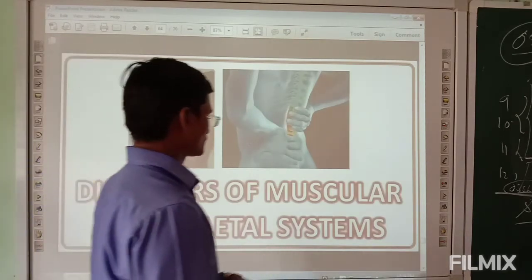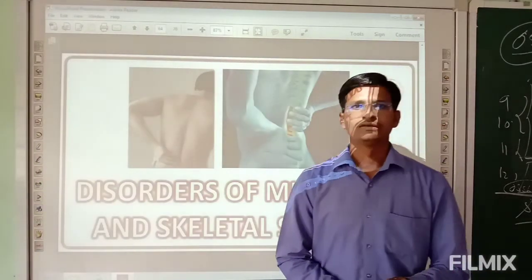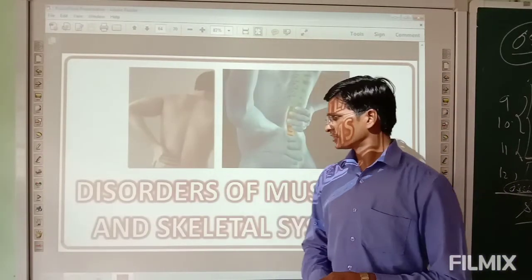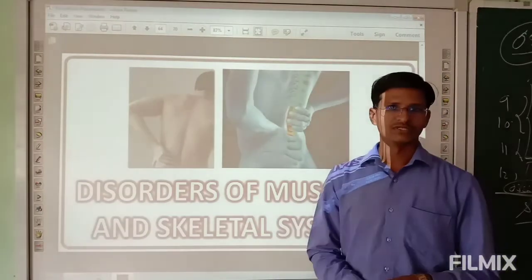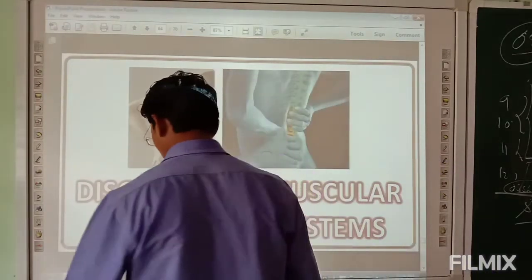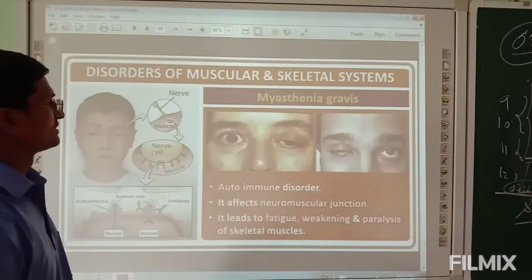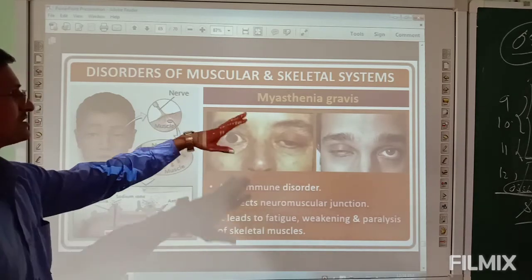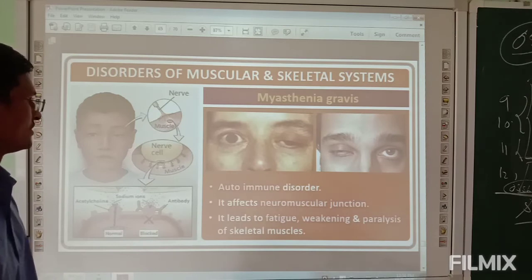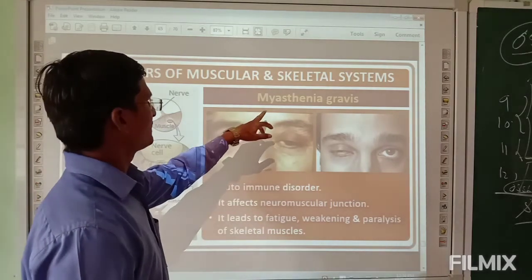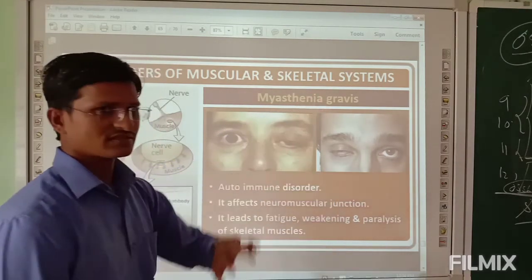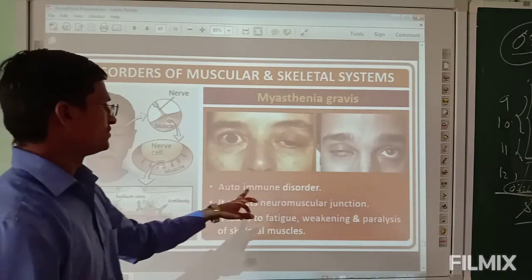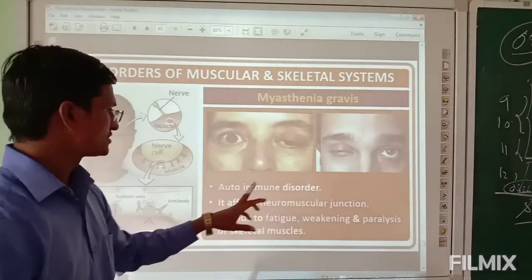Now, disorders of the muscular system. This is the last and final topic for the discussion. Here are different disorders related to the muscular system and the skeletal system. First, myasthenia gravis. It is an autoimmune disorder.